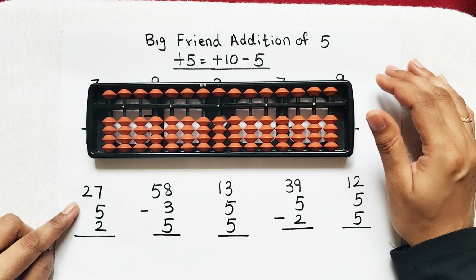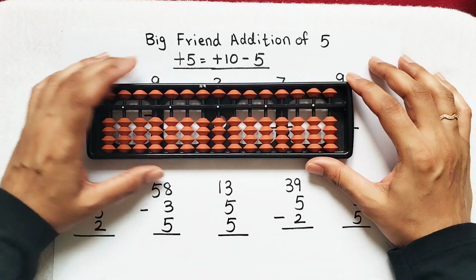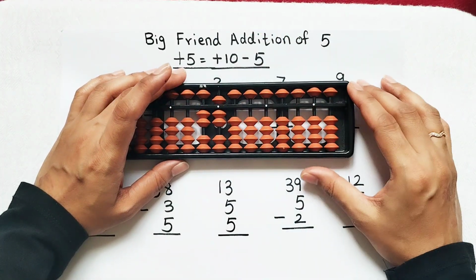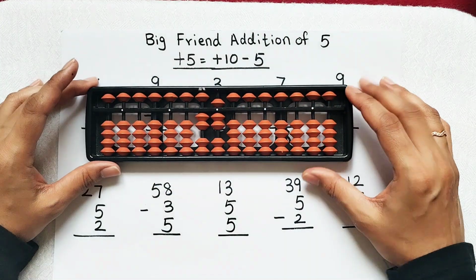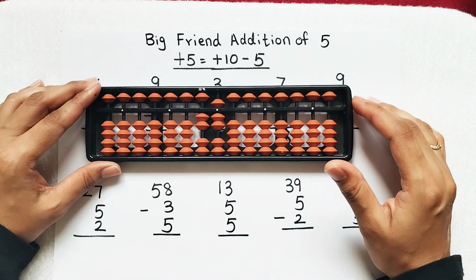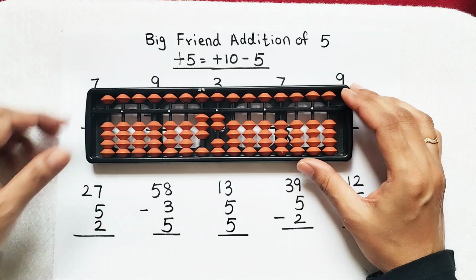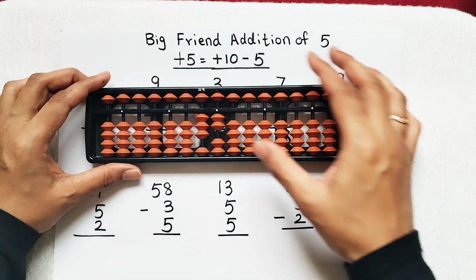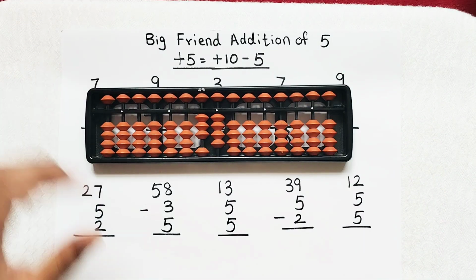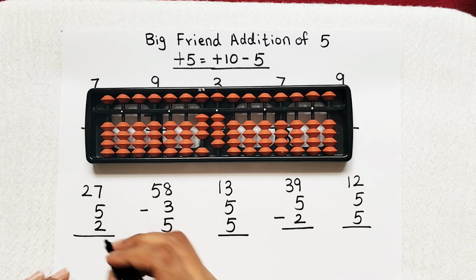27 plus 5 plus 2. 27 plus 5. Direct addition is not possible. So plus 10 less 5 and plus 2. My answer is 34.